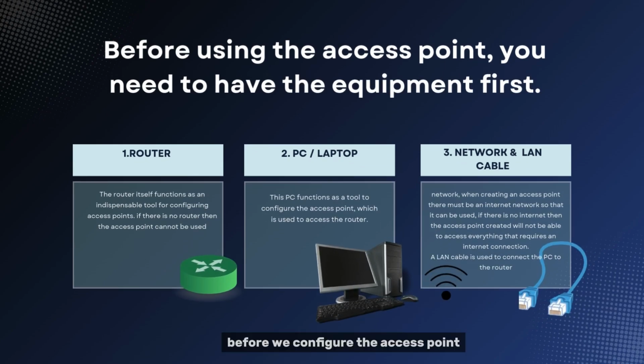Before we configure the access point, there are several tools that we must prepare, namely: 1. Router. The router is the tool we will use to configure the access point. Second, PC or laptop. This tool is used so that we can connect to the router. Third, network and LAN cable. The router must be connected to the internet so that clients connected to the access point can also connect to the internet. Then a LAN cable is used to connect the router and PC.